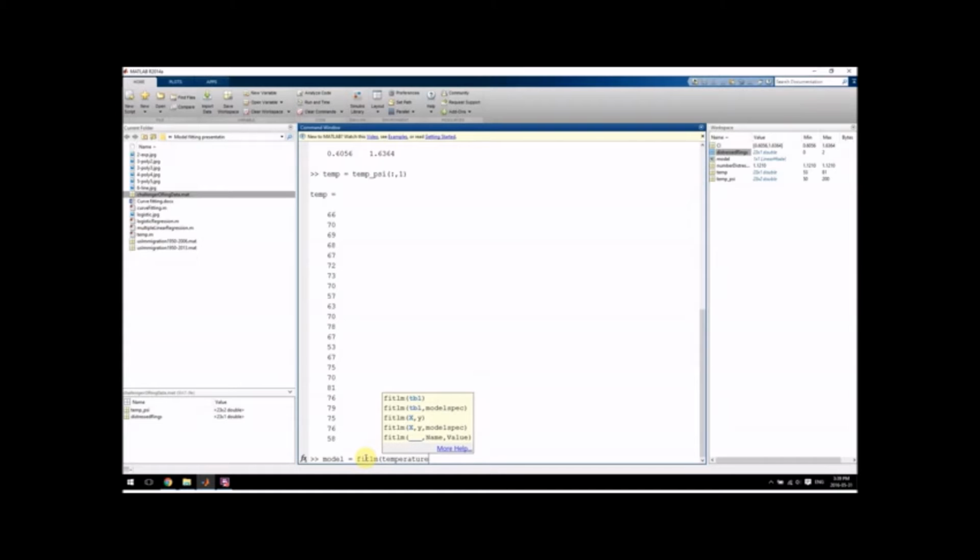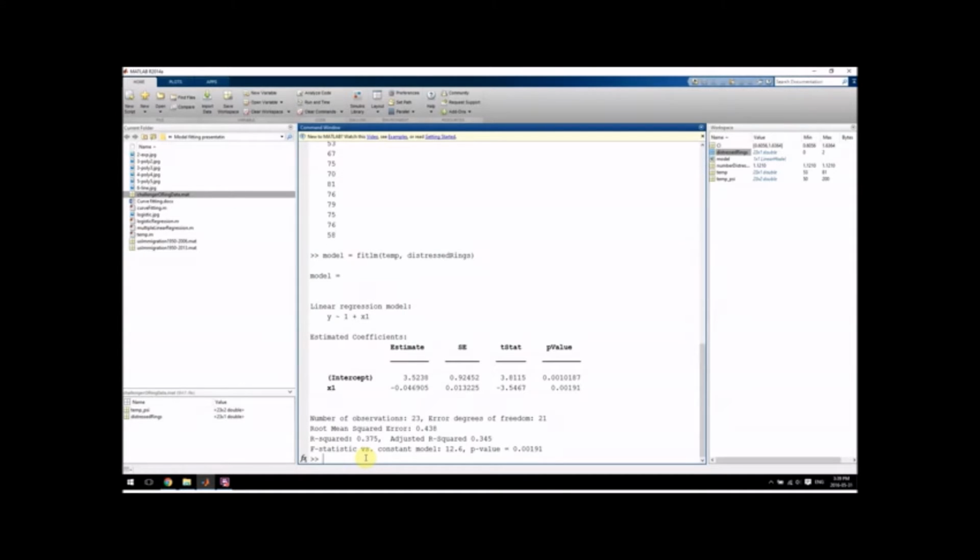With just the temperature as the predictor variable, and distressed rings as the predicted variable. Okay, so now our model is simpler, which is good, by the way. If you can get away with a simpler model that performs just as well, that's always better.